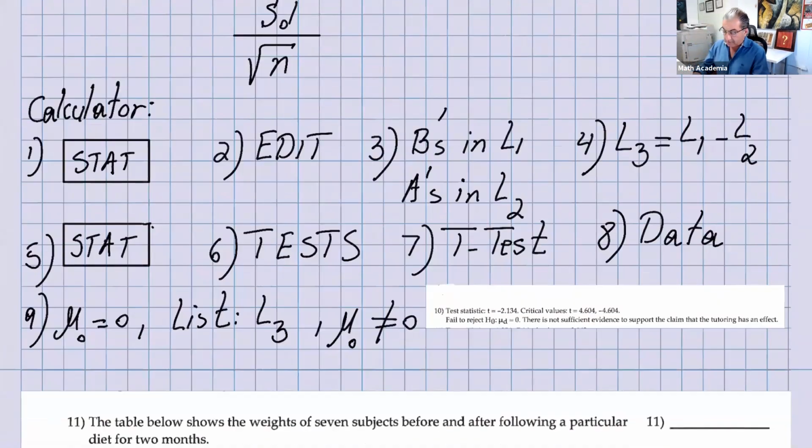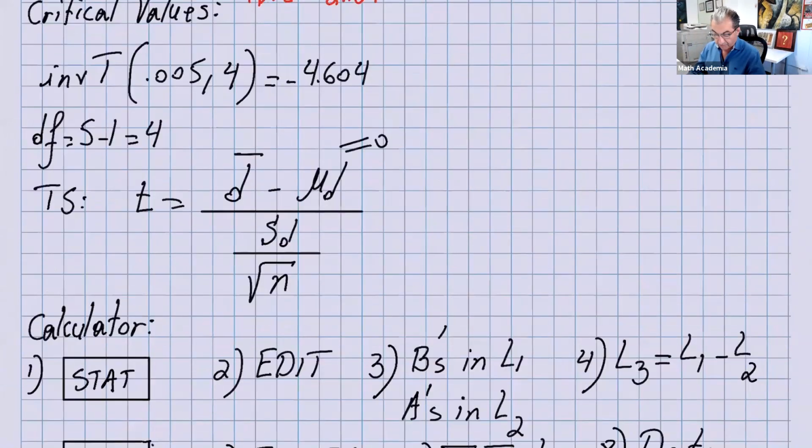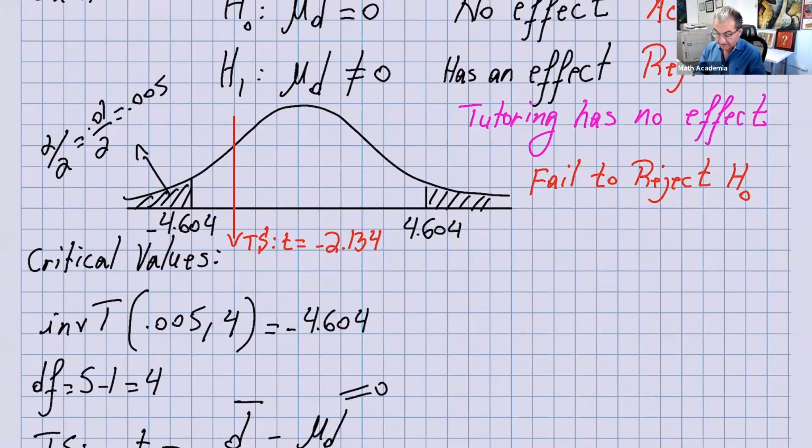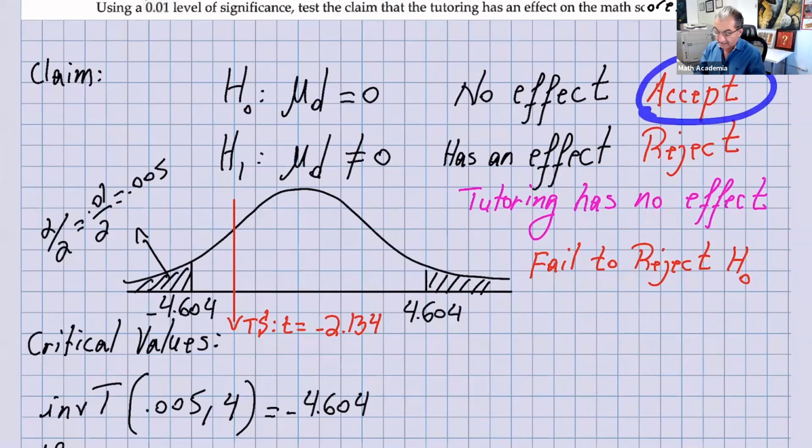So I put all the calculator steps here. You can follow this and redo this problem, and the calculator will give you, as we saw, negative 2.13. That's in the non-shaded area. So first conclusion, failed to reject H0. Failed to reject means accept H0. And we're going to, of course, reject that, but let's look at it. We're accepting the claim that the tutoring has no effect. So the conclusion is the tutoring has no effect.